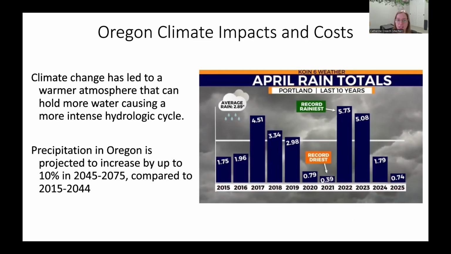We're also going to have an increase in rainfall because hot air can hold more moisture, and more moisture is going to lead to a more intense water cycle. Here we have April rain totals in Portland from the last 10 years. We have our average line, and then we have our record driest, which was 2021, and our record wettest, which was 2022. Definitely some volatility that's going to be part of the pattern we see of climate change. We're going to have an overall increase, we think up to 10% by 2045 to 2075, but we're also going to see variation. It's going to be hard to predict the weather.